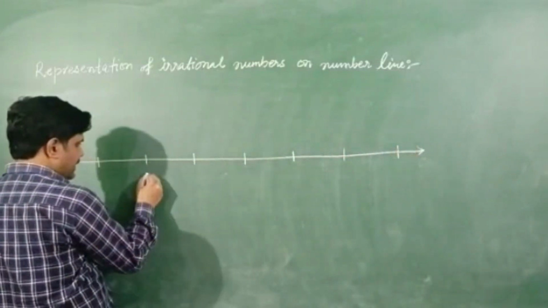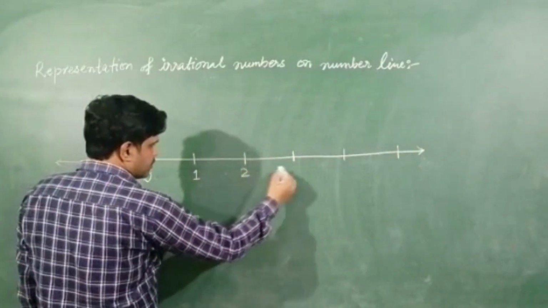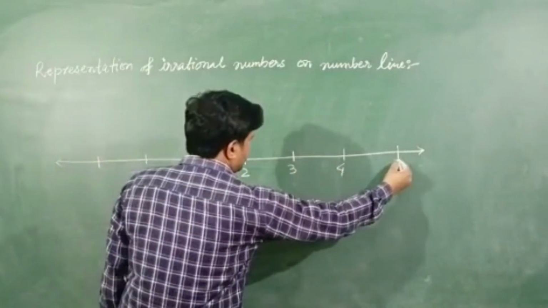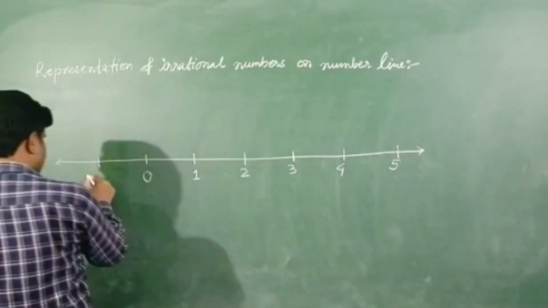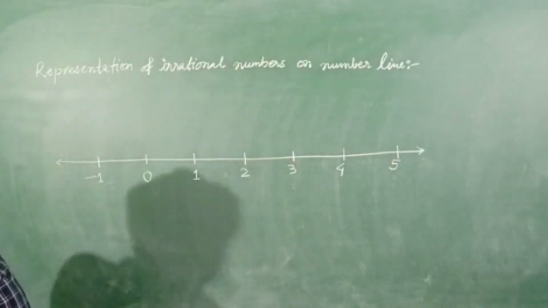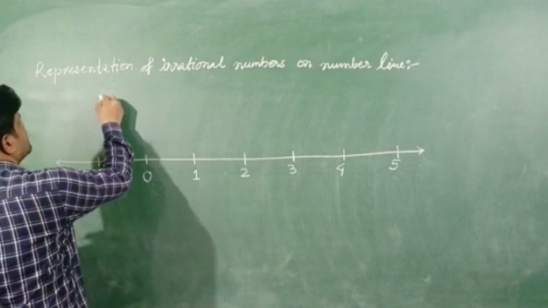Mark it as 0 on this side. This is 1, this is 2, this is 3, let's say 4 and 5. Because it's a number line, so you will have your number line. Let us understand how do we represent root 2 on number line.